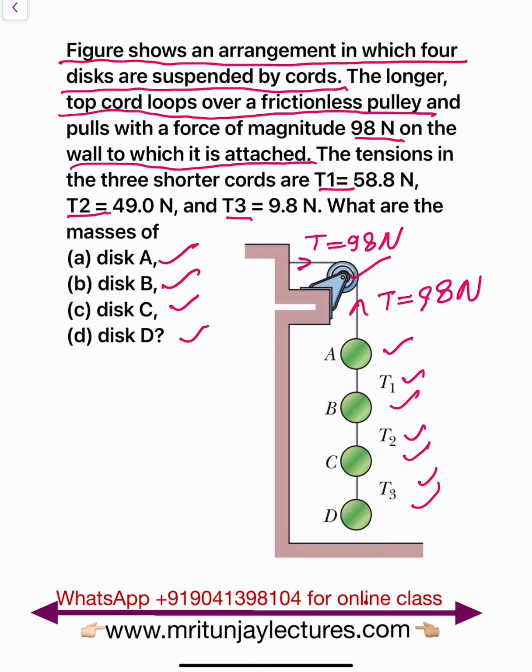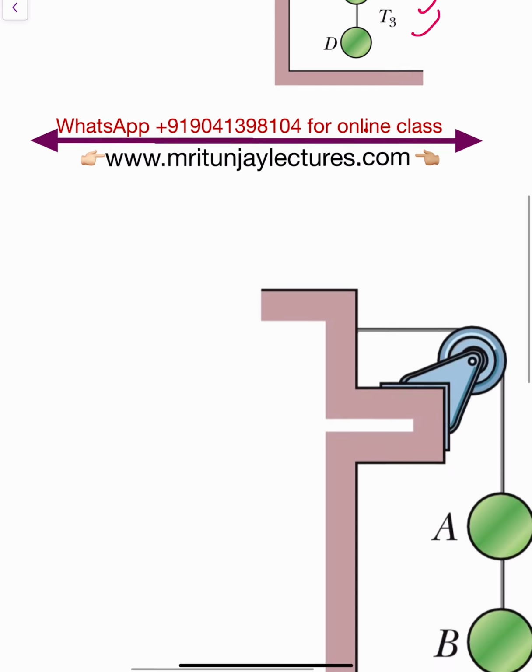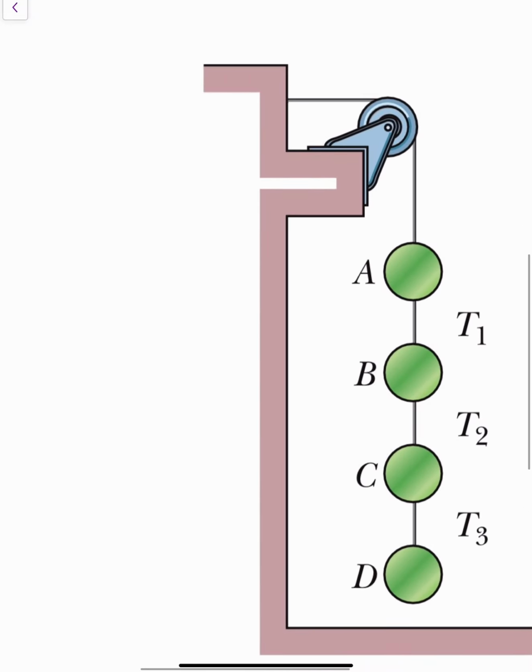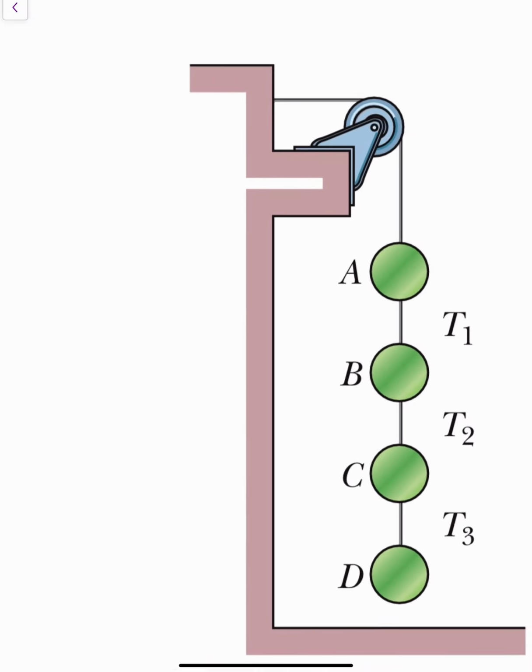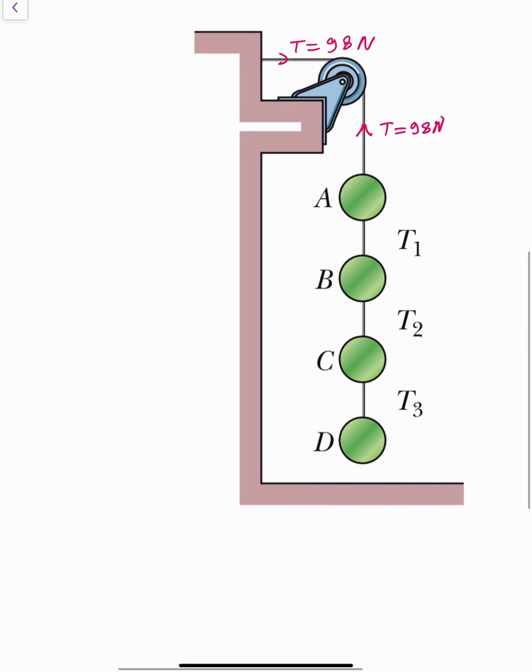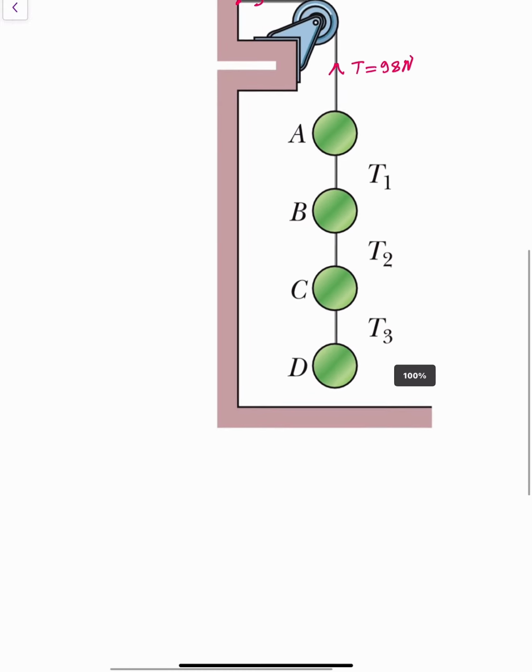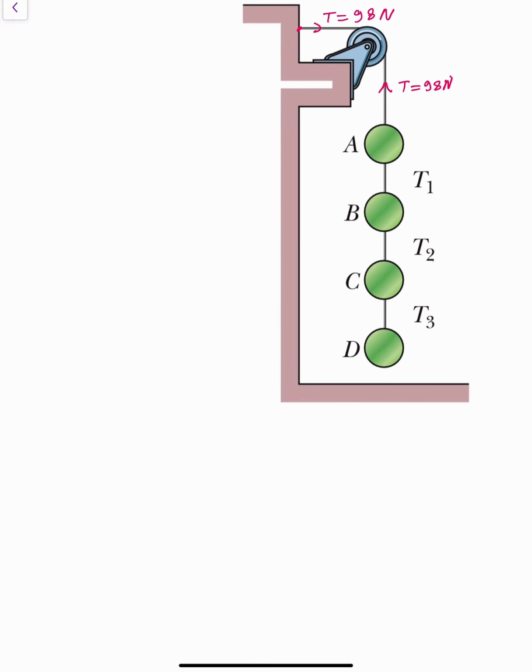There are four discs, so how can we determine the masses of these four discs? Look here very carefully. According to the question, T is equal to 98 Newton. Clear? Now the whole system is in equilibrium, not moving, because this cord is fixed. So after that, make a free body diagram of each block, discs A, B, C, D.